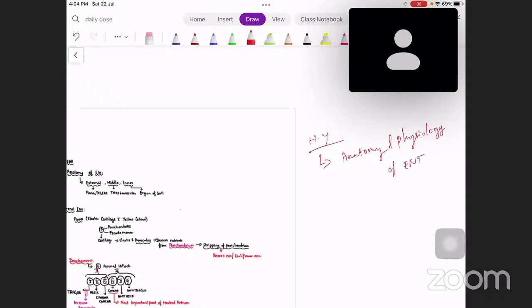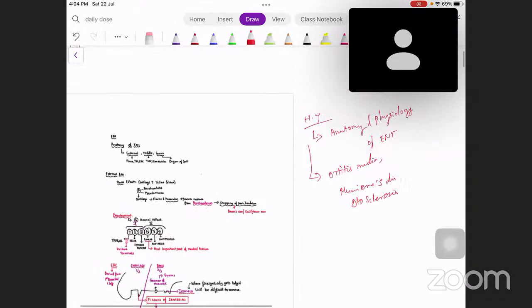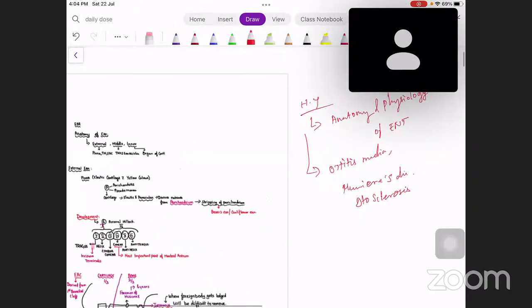Apart from that, there are certain diseases like otitis media, Meniere's disease, otosclerosis, and so on. These are the important diseases that you have to remember. And apart from that, the anatomy and physiology of ENT will cover you for 7 to 8 questions. So understanding them is pretty, pretty important, people. So we discussed the ENT high yield areas.